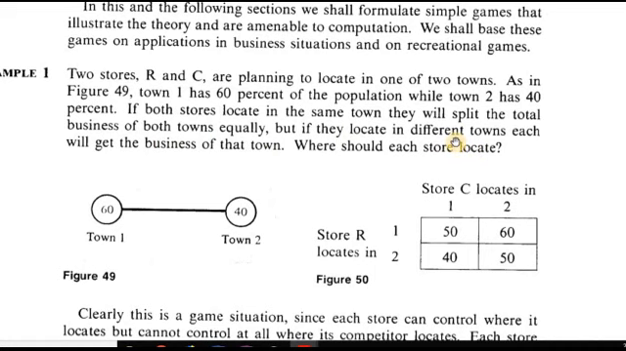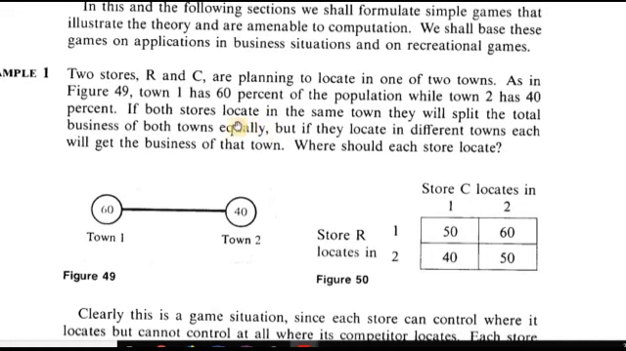All right. Now, before you get caught up in the mathematics of the problem, just think about this from a practical point of view. If you are a store and you want to locate, and one town has 60% and the other has 40%, then where are you going to locate? Well, it would make sense that you'd locate in the town with more people. But your competitor is going to think the same way, right? So you have to take that into account as well. The fact that your competitor is thinking the same way, does that change your strategy or not?